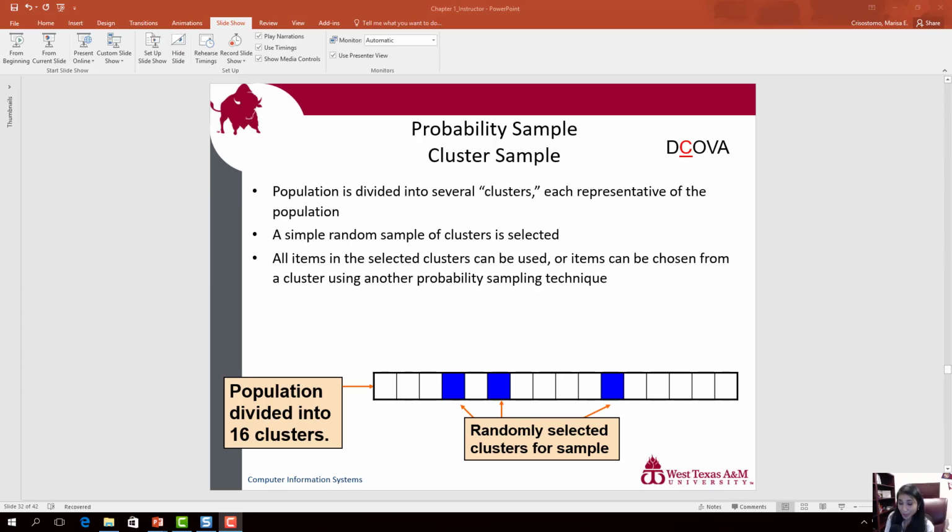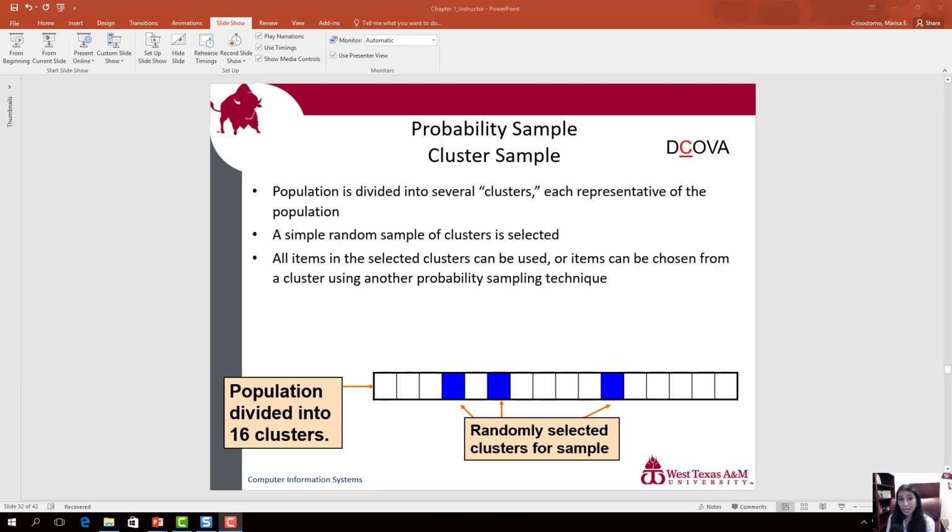The next probability sample that we'll learn about is the cluster sample. That's when the population is divided into several clusters, each representative of the population, and a simple random sample of clusters is selected. So all the items in the selected clusters can be used, or items can be chosen from a cluster using another probability sampling technique.